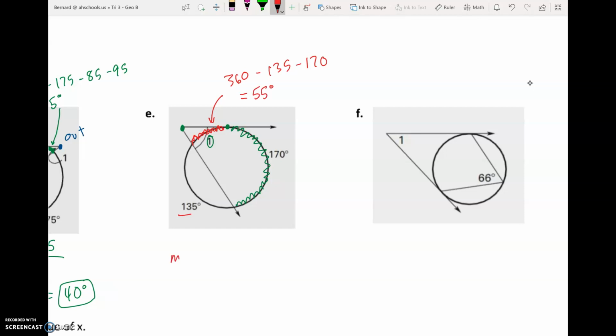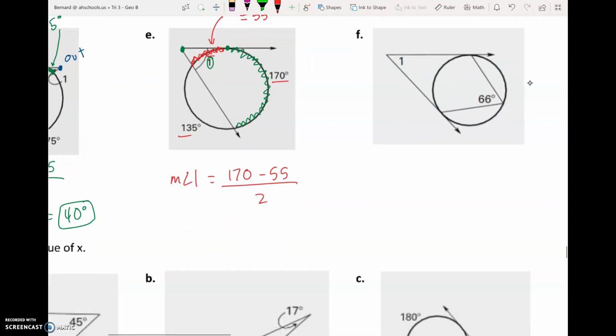So then the measure of angle 1 equals arc minus arc divided by 2. We're talking about the arcs in between the sides of the angle, right? And so 170 minus 55 divided by 2. When you do that, you should get 115 divided by 2. And 115 divided by 2 is 57.5.